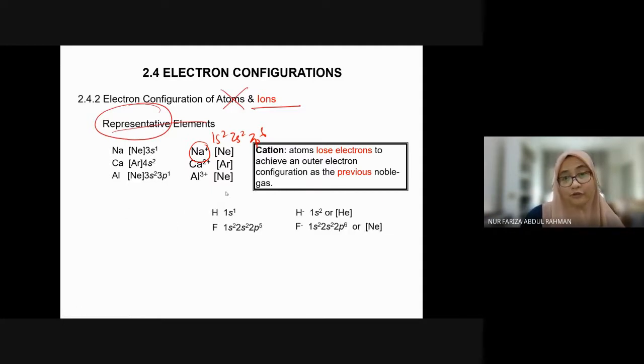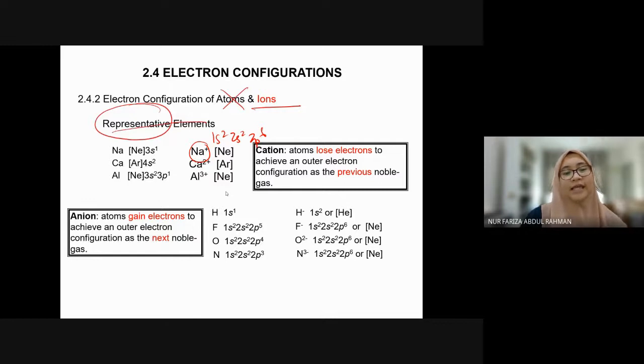So we have two types of ions, right? We have cation and anion. Anions are atoms that gain electrons to achieve an outer electron configuration like the next noble gas. Because kenapa dia nak achieve the electron configuration as the next noble gas?